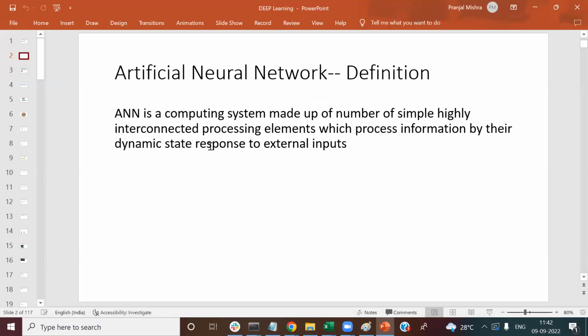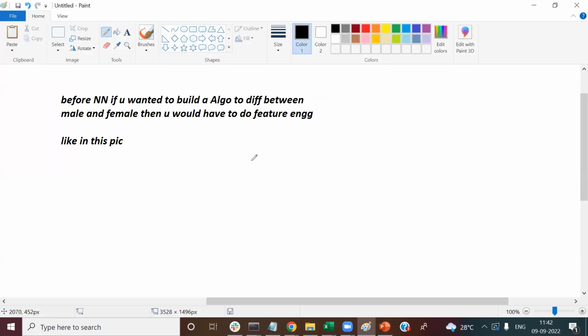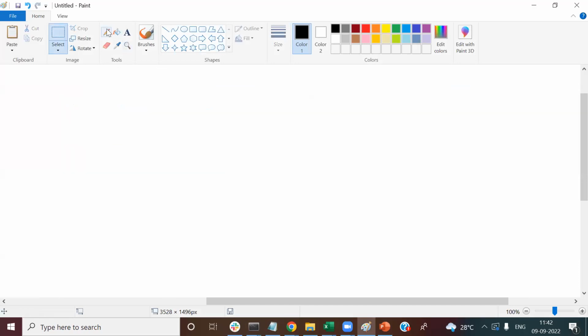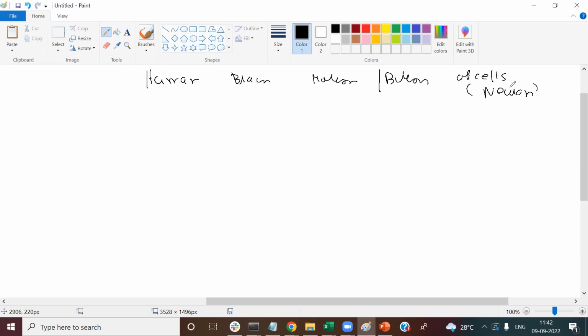A number of simple, highly interconnected processing elements, which process information by their dynamic state. See, basically, the human brain consists of millions or billions of cells, or you can say neurons. Now, each neuron or each cell on its own is a very simple thing.